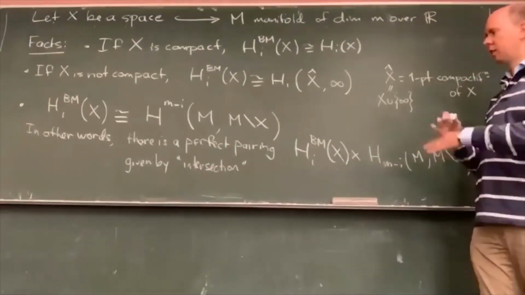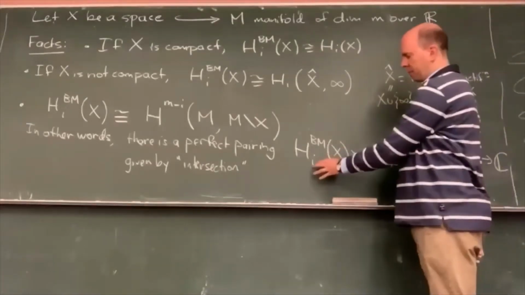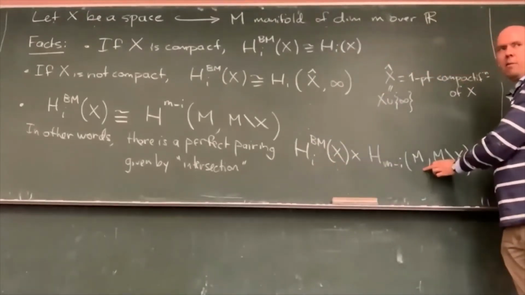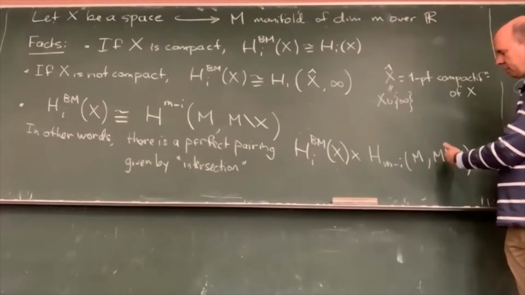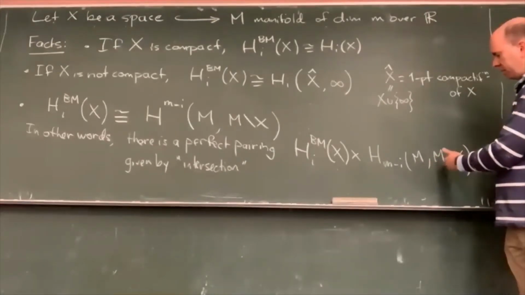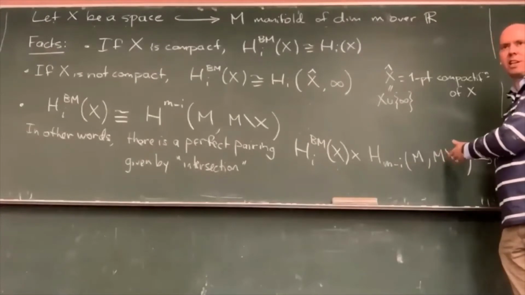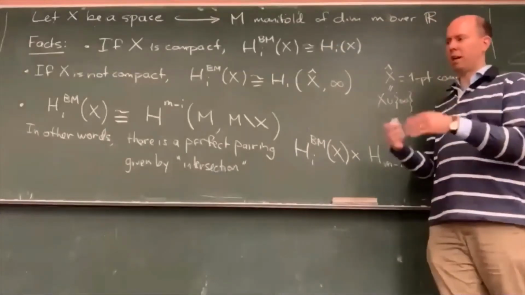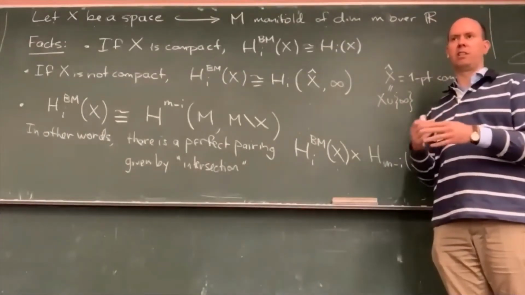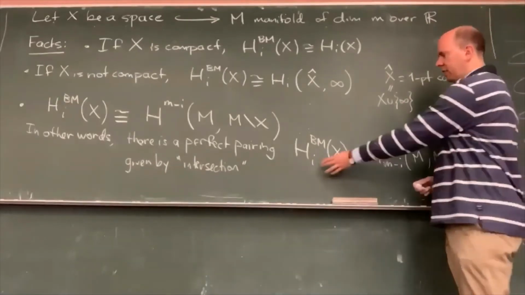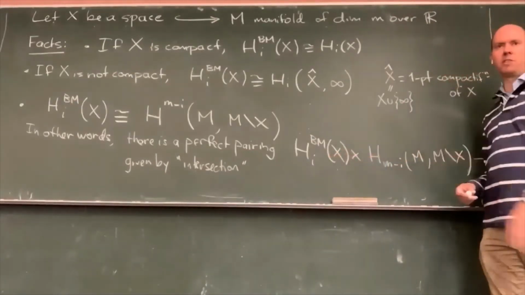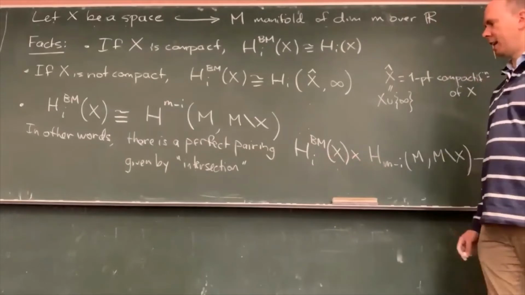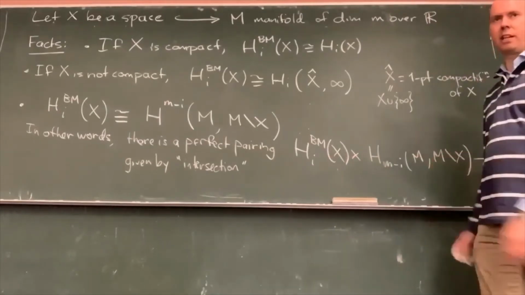So if you have a chain here in X and a chain here in M, where now you're incorporating the condition that you're ignoring information that's happening outside X, then you can intersect those chains in the sense that you may have to perturb them a bit first to get a generic position, and then count intersections between the I-dimensional simplices here and the M minus I-dimensional simplices here. And that's essentially how this pairing is going to be defined. But the details of it are a bit technical.